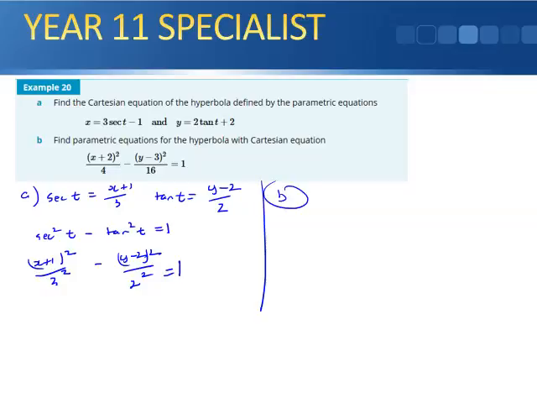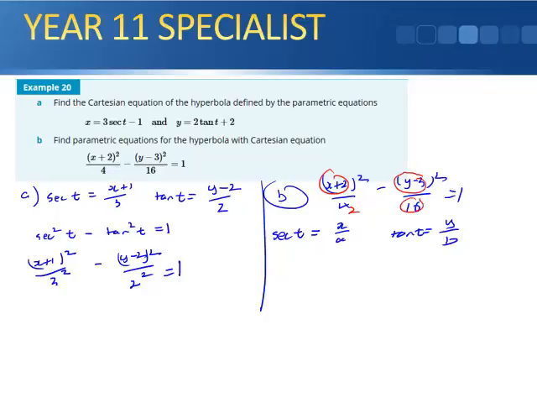Part B, the other way, parametric: x plus 2 squared over 4 minus y minus 3 squared over 16 equals 1. Okay, so I'll just write the rules down. Sec t equals x over a, tan t equals y over b. There's my x, 2, y, 4. Okay, I'm ready to go.